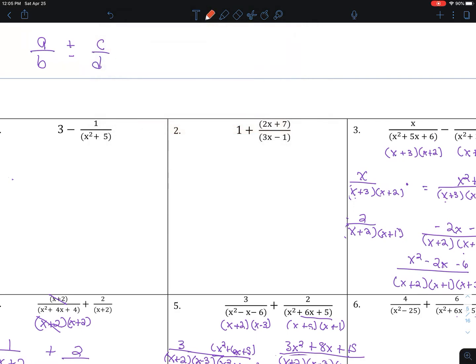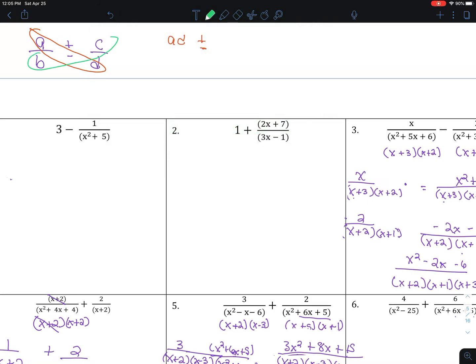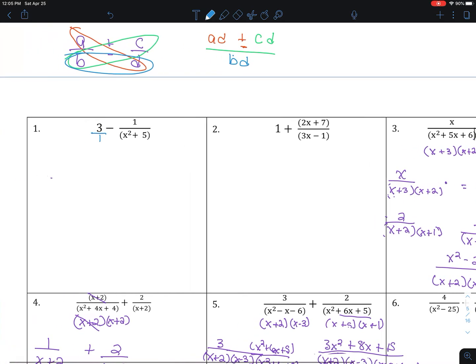The way we want to do this is we want to multiply diagonally. So I'm going to multiply A times D. And then whatever that sign is in the middle, it remains. And then I'm going to multiply diagonally again, and I get CD all over, and then I multiply horizontally, BD. Okay? And that will give me an answer. And sometimes when I use this method, I have to simplify. But let's do an example.